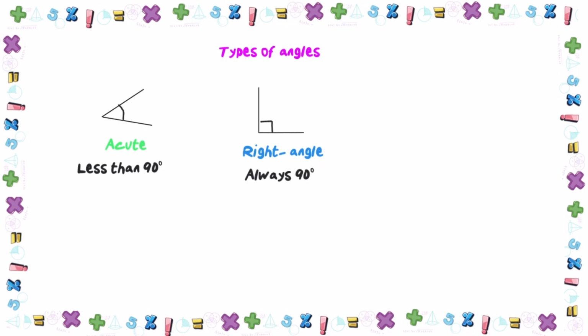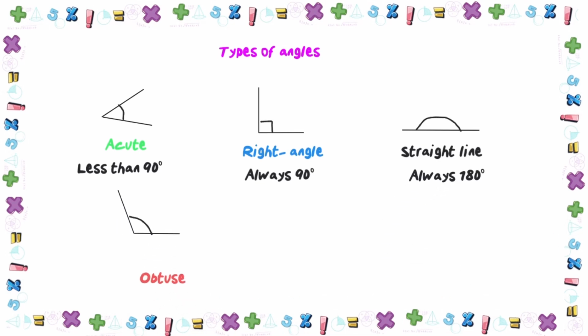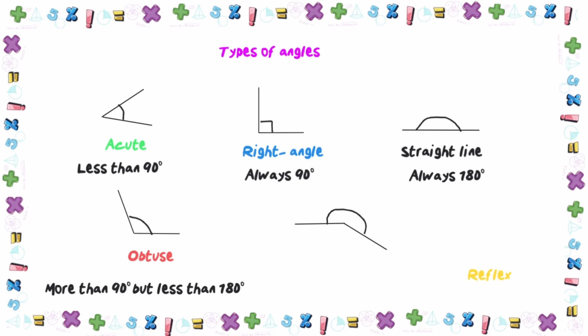Then you need to know the types of angles. So we have acute angle, which is less than 90 degrees. Then we have a right angle, which is always 90 degrees. Then a straight line, which is always 180 degrees. Obtuse angle, which is more than 90 degrees, but less than a straight line. And then lastly, we have the reflex angle, which is more than a straight line, but less than a circle.